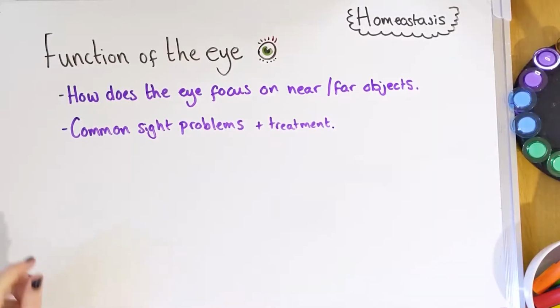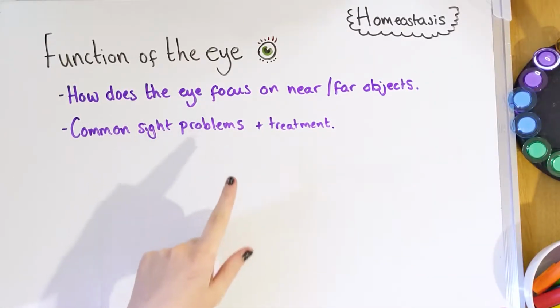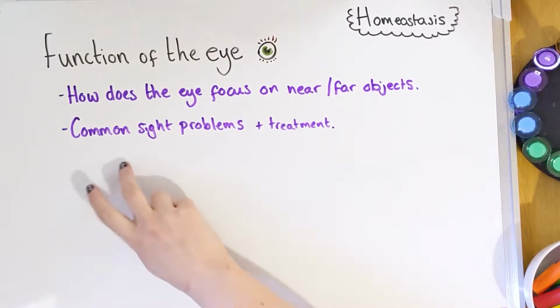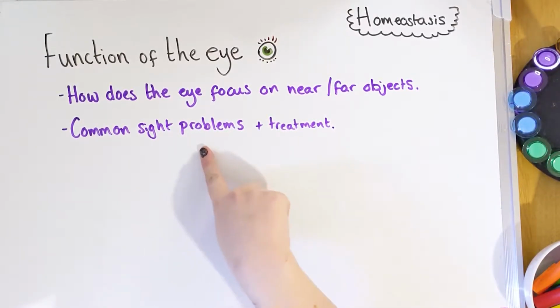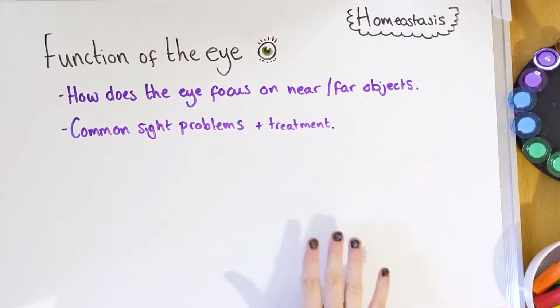Everyone, welcome back. We're going to be looking at homeostasis again today, looking at the eye and its function. So what we're going to look at is how the eye focuses on near and far objects, and some common sight problems, so short-sightedness and far-sightedness, and how those are commonly treated.